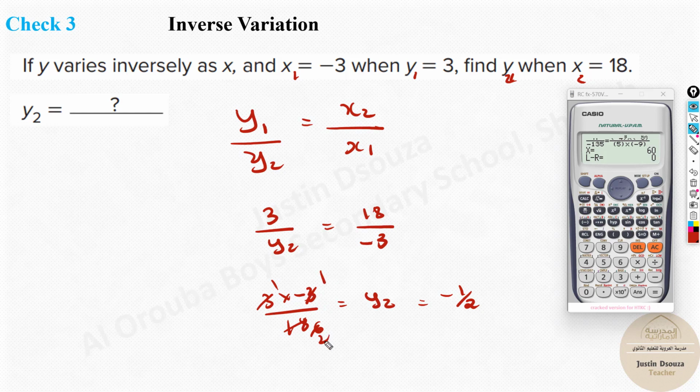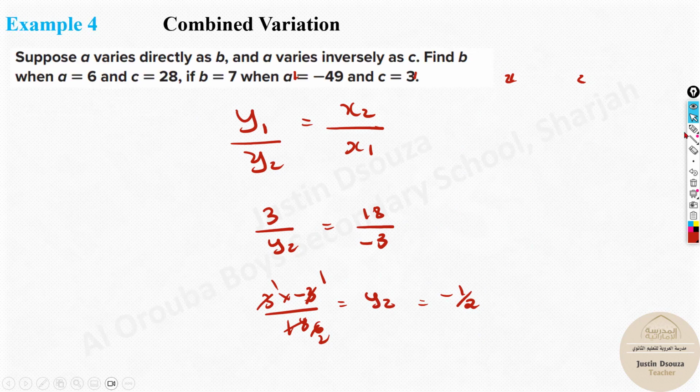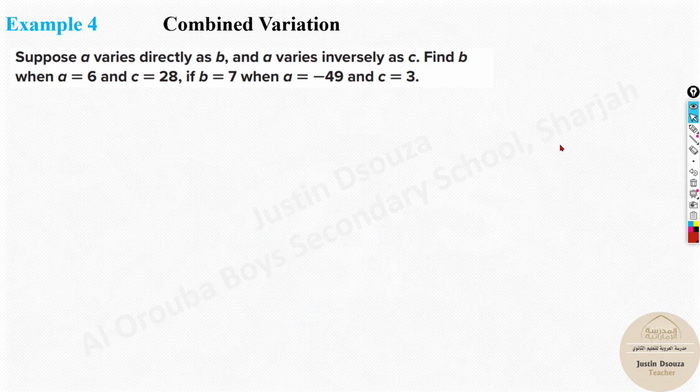There's only one minus sign and 1 by 2. So the answer is negative half. It's 0.5 or this, whichever option is there. That's it. So that's how we do it. Now again, combined variation. See, it's very easy, very simple. If you just understand one concept, you can solve all the problems easily.